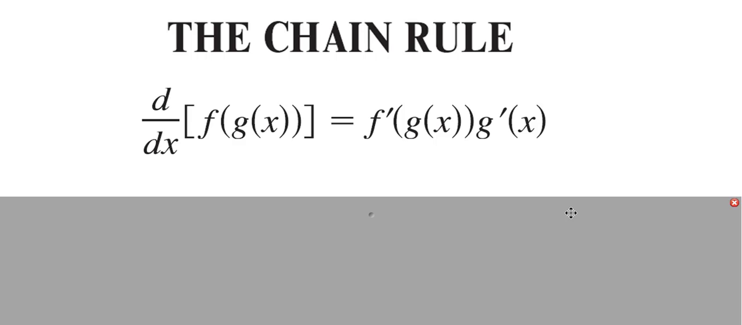Now, if you look at this, we have f of g of x. It's definitely a composite function. The inner function is g of x, the outer function is f of x. The derivative of a composite function is the derivative of the outside function at the inside function times the derivative of the inside function.